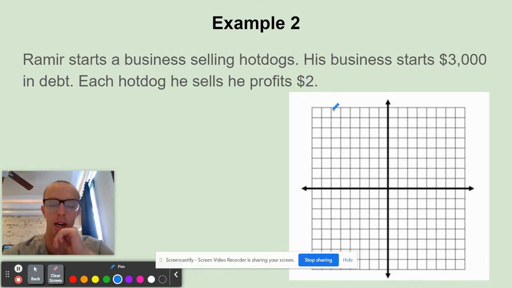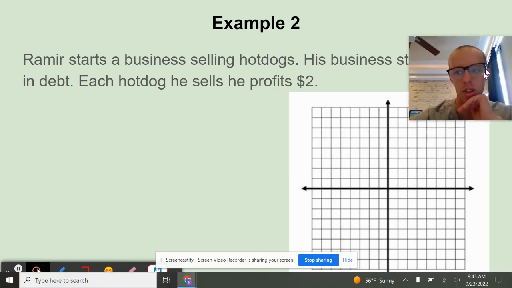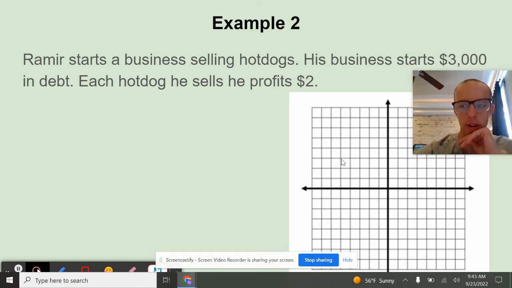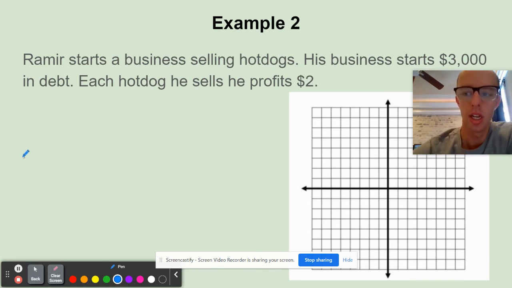All right. This is going to be a tricky graph. I already know that. Okay. So first step, I want to come up with the equation.